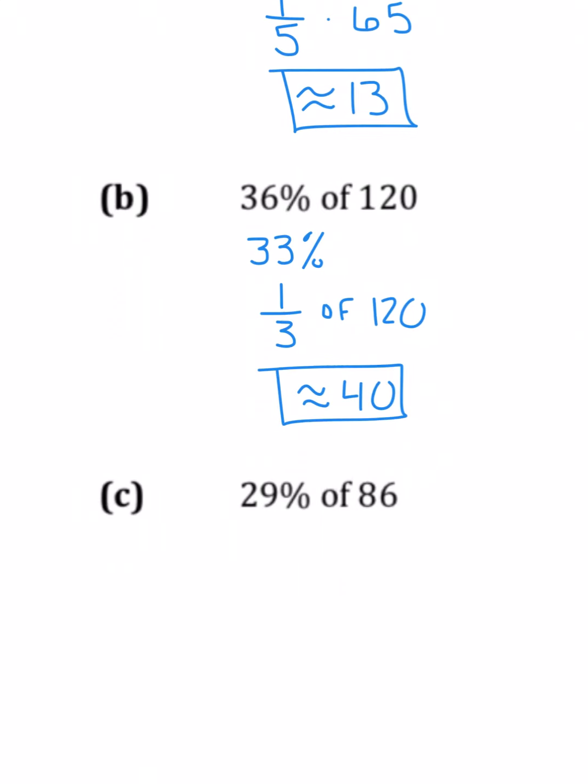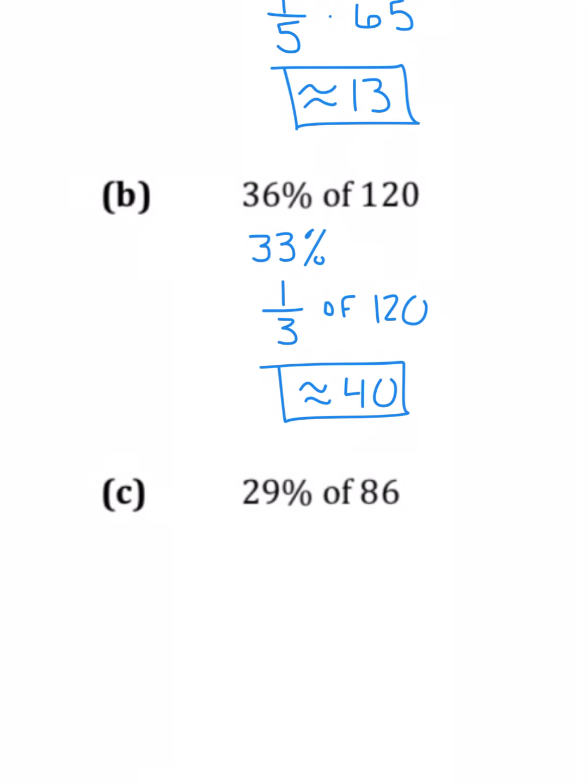I'm going to do something similar in letter C. 29% is fairly close to a third, and 86 is fairly close to 90. So I'm going to do a third of 90. See how we can do these rather quick in our head? And our answer would be approximately 30.